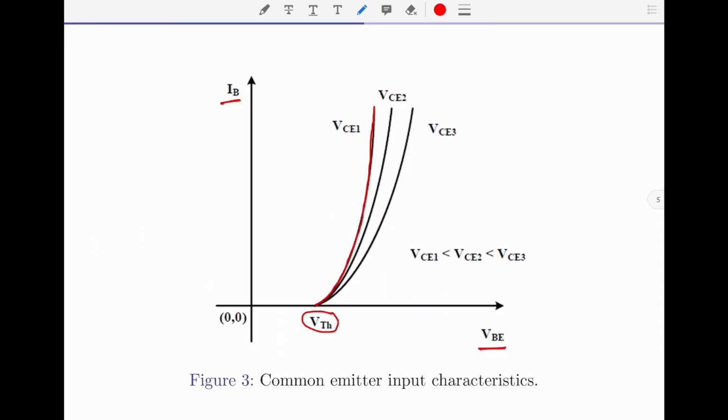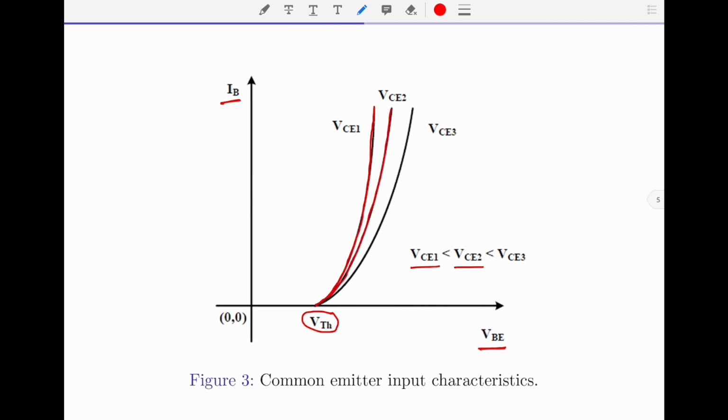Coming to the input characteristic curves, please note I have shown the input characteristic curve graphs for three different values of the collector to emitter voltage, where VCE1 was the smallest. If I increase the value of VCE, what happens? The slope of the characteristic curve decreases, and therefore the rate of change of input current decreases, and this causes the characteristic curve to shift right.